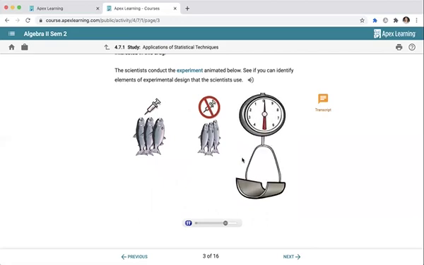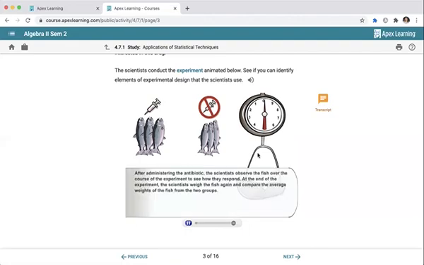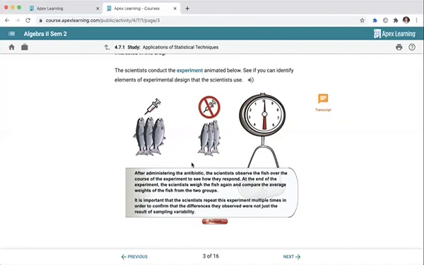All right, but after the antibiotic or non-antibiotic, the set amount of time here, they're going to measure both groups of fish here. Okay, and they're going to see how the fish responded. Okay. At the end of the experiments, the scientists weighed the fish again and compared the average weight of the fish from the two groups. It's important that the scientists repeat this multiple times in order to confirm the differences they observed are not just a result of sampling variation, right?